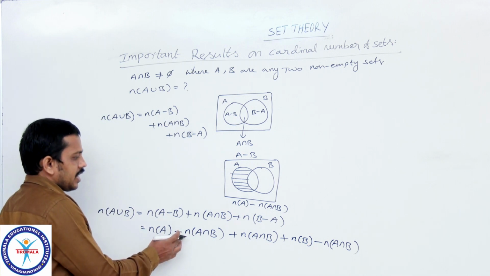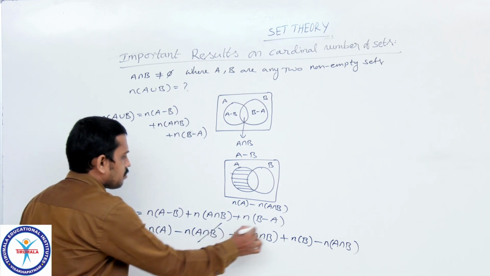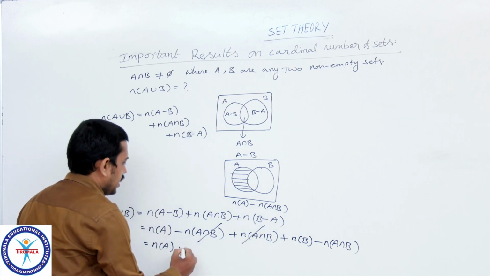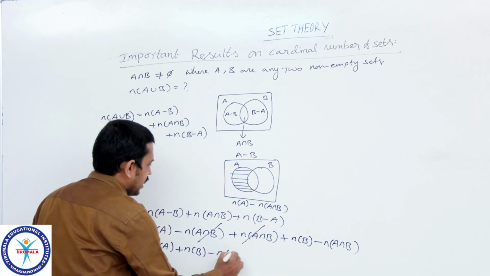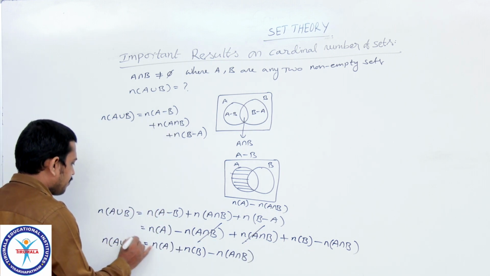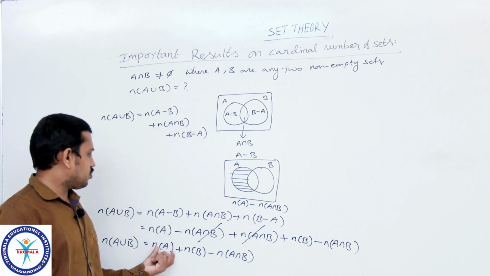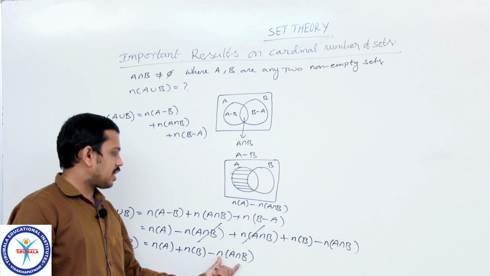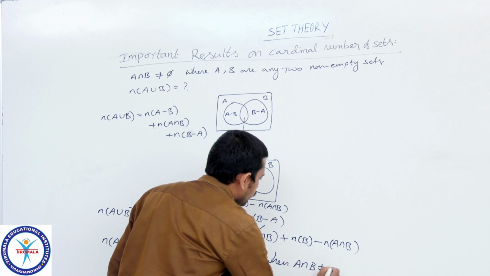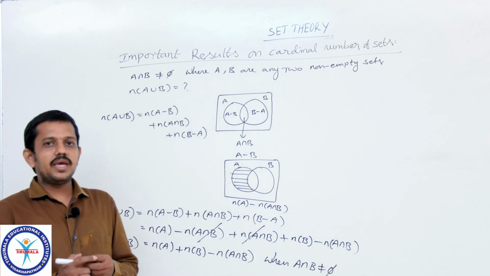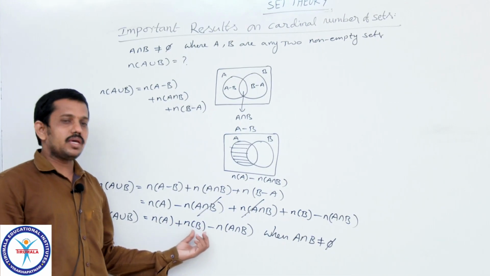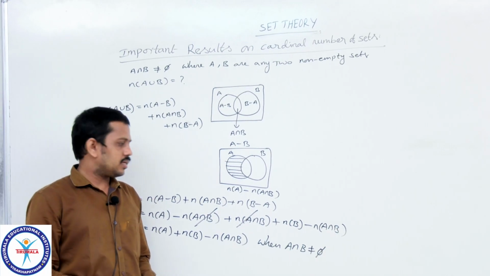So, n of A intersection B plus and minus n of A intersection B get cancelled. So, we have n of A plus n of B minus n of A intersection B. Therefore, the number of elements in A union B is equal to n of A plus n of B minus n of A intersection B when A intersection B is not equal to phi. If A and B have some common elements, then n of A union B is equal to n of A plus n of B minus n of A intersection B.